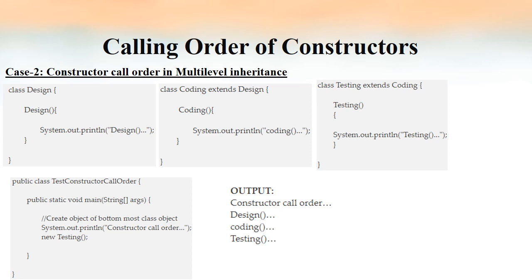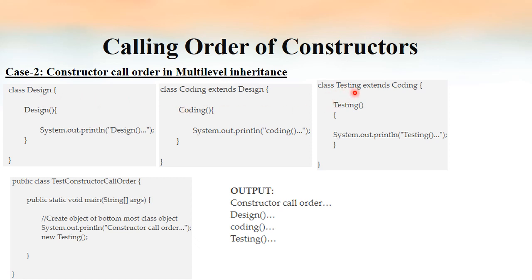See this example. Here we have three classes. One is the design class, then the coding class, then the testing class, and finally the test constructor call order class. As you can see, we have written class coding extends design. That means this class named coding is the child class of class design, because we have used the keyword extends, and this keyword is used only for inheritance. So there exists a parent-child relationship between the class design and coding. Design is the parent class of coding, and coding is the child class of design.